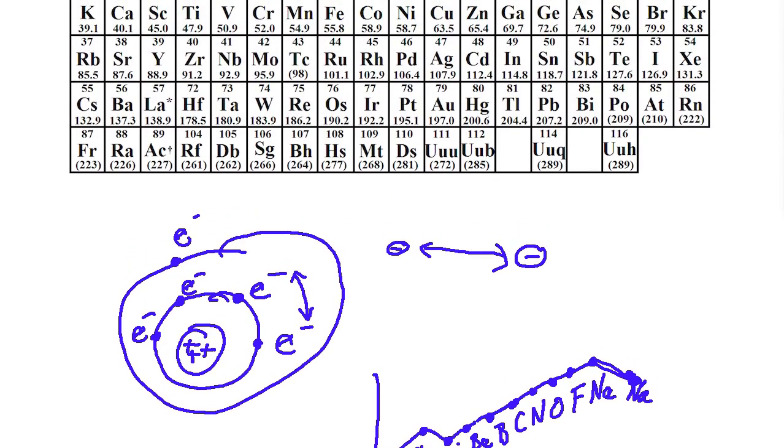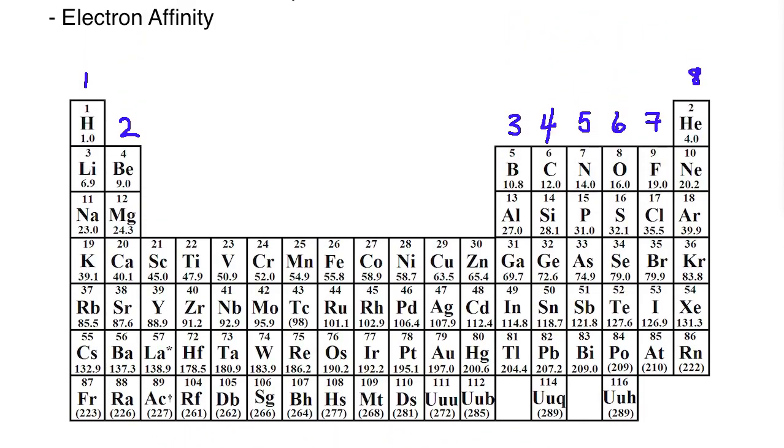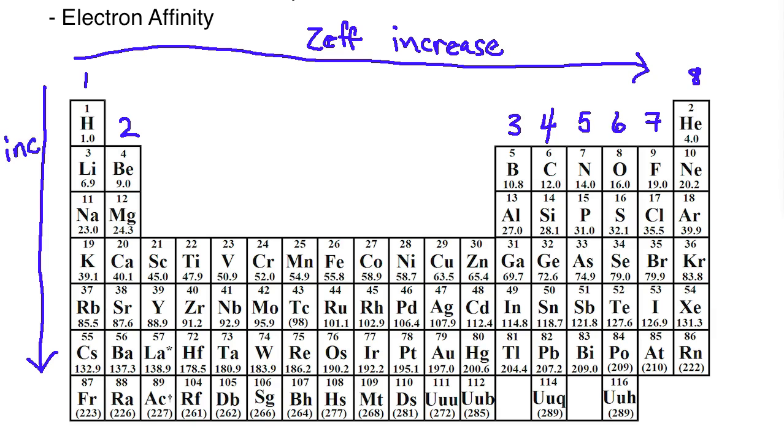All right, so that hopefully explains effective nuclear charge. The general trend for effective nuclear charge is that as I go across the periodic table, Z effective is going to increase. And then as I go down the periodic table, I am also going to see that Z effective will increase again. Okay? So Z effective is going to increase this way. So we're talking about this within a specific row or column.